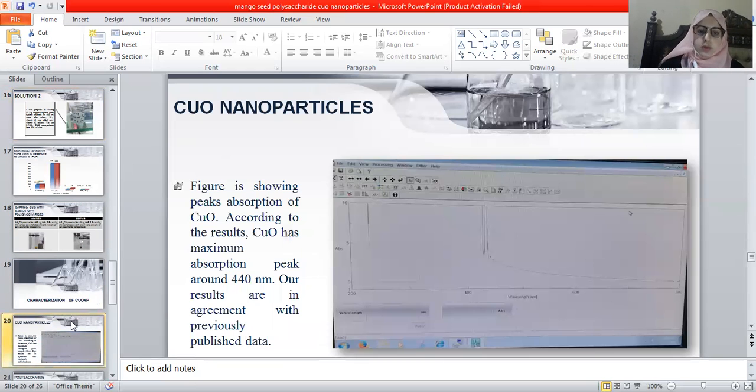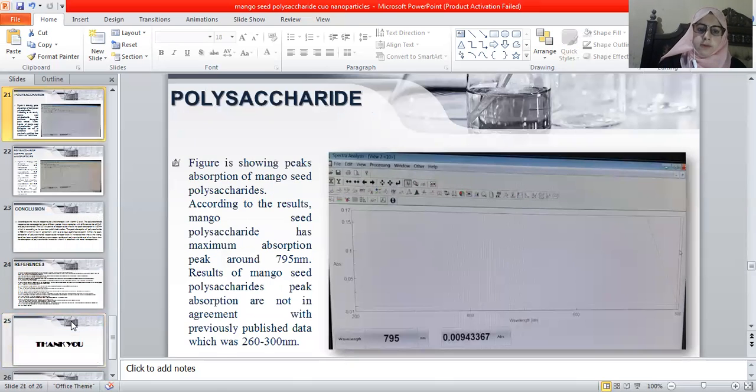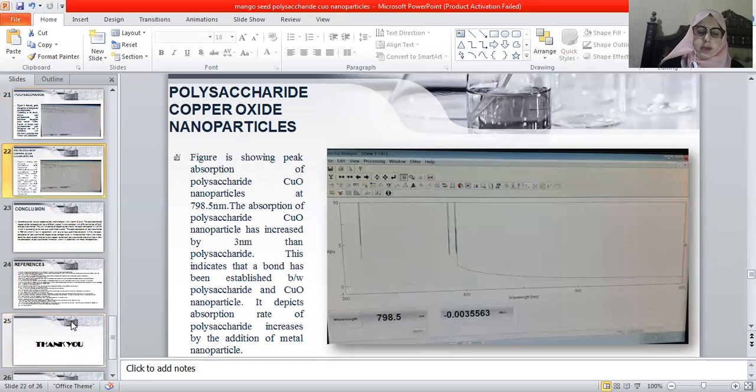Characterization was done. First of all, copper oxide nanoparticles were characterized as shown in the graph. The peak absorption was 440 nanometers and it was totally in agreement with previously published data. For polysaccharide, the peak value was 795 and it was not according to the previous data. For polysaccharide copper oxide nanoparticles, the absorption was increased due to copper oxide nanoparticles and it shows a strong bond is established between polysaccharide and copper oxide.